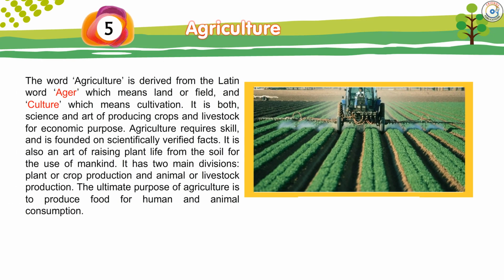The word agriculture is derived from the Latin word ager, which means land or field, and culture, which means cultivation. It is both science and art of producing crops and livestock for economic purpose. Agriculture requires skill and is founded on scientifically verified facts. It is also an art of raising plant life from the soil for the use of mankind. It has two main divisions, plant or crop production and animal or livestock production. The ultimate purpose of agriculture is to produce food for human and animal consumption.